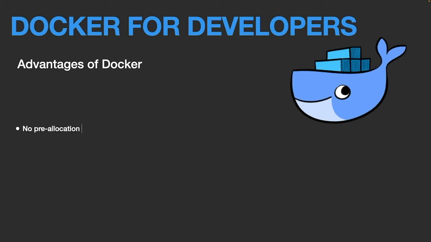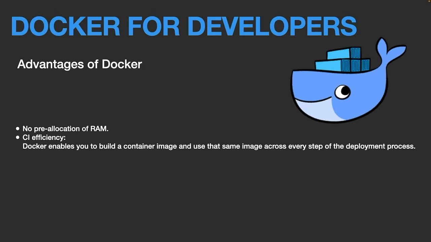So first advantage is no pre-allocation of RAM. As we discussed in the previous video, we don't need to pre-allocate any resources if we want to create any Docker container, but while creating a virtual machine we need to pre-allocate some resources. The second benefit is CI efficiency. Docker enables you to build a container image and use the same image across every step of the deployment process. It means once you create a Docker image, then you can use it everywhere, wherever you want while deploying your application.